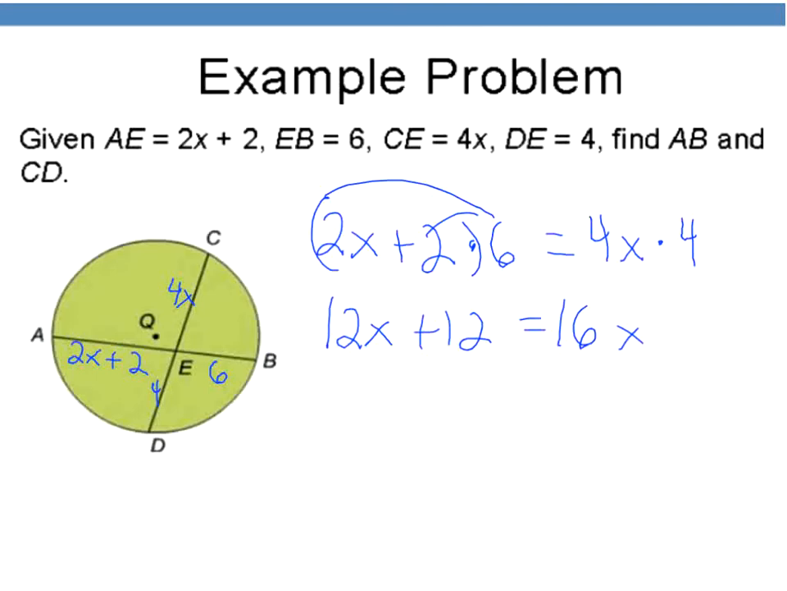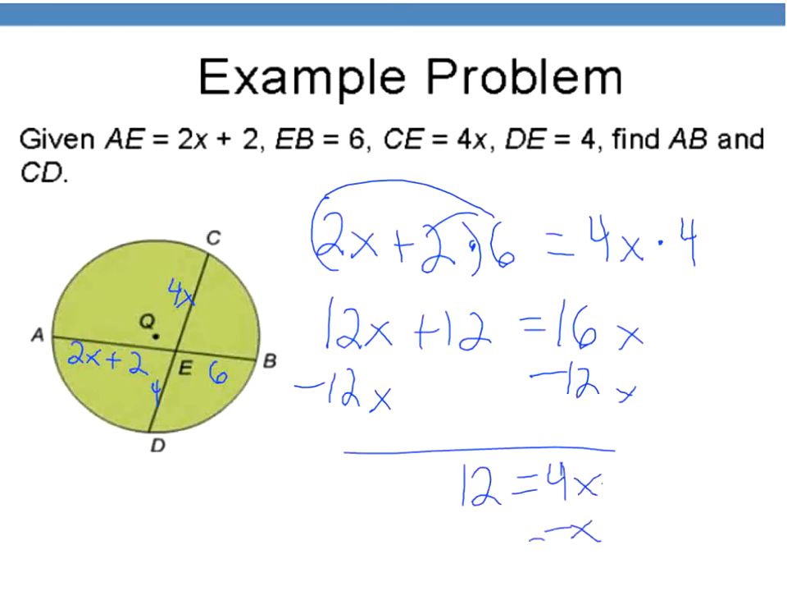For those of you at home, please feel free to type in your answer when you're ready. So we should have moved our 12x to the other side, and we're left with 12 equals 4x. So my x is 3. But I have to come back to what is the question asking us for? Did the question ask us what x was, or did it ask us something else?